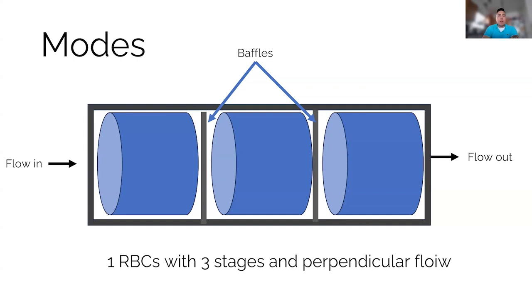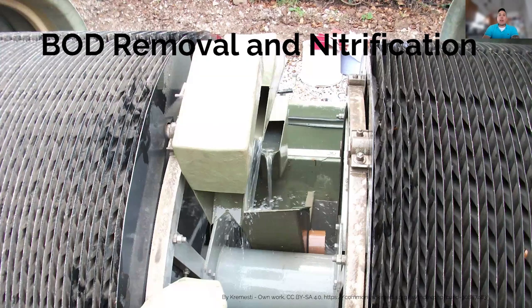Here's an example of that being the performance can be changed by adding those baffles for RBCs that are installed perpendicularly as well. This picture right here, like we said, is going to show our BOD removal occurring on the first stage of the RBC if it's installed perpendicularly.